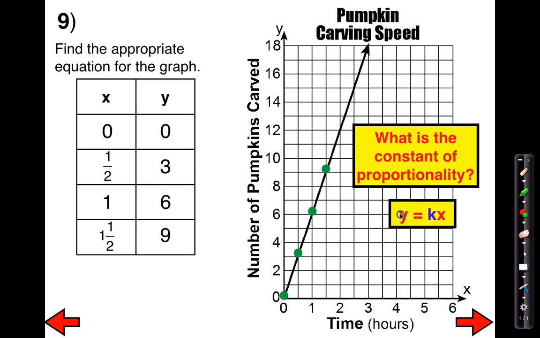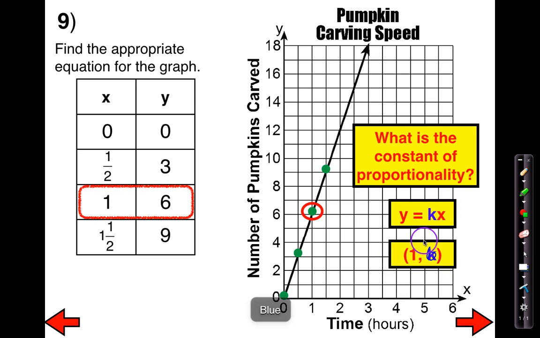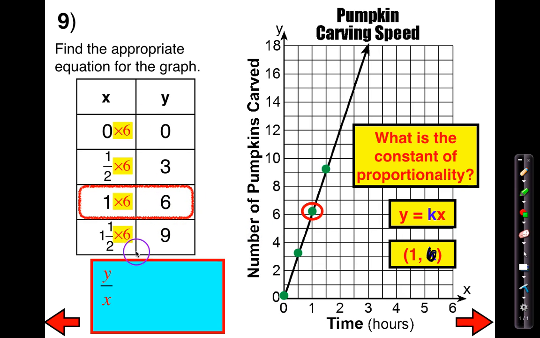But there's another way. Since it's a proportional relationship, it follows y equals kx. A key thing to know is if you look for the point 1, k, you can find the constant of proportionality. In this case, it's 1, 6, which means 6 is k. Let me prove my point here. 6 would be right here, so 1, 6. So if 6 is k, my form is going to be y equals 6x. Every single time, you're multiplying by 6.